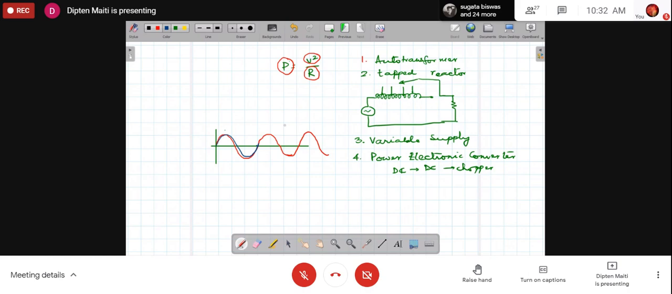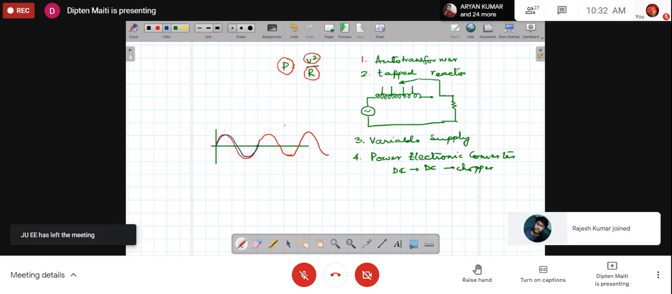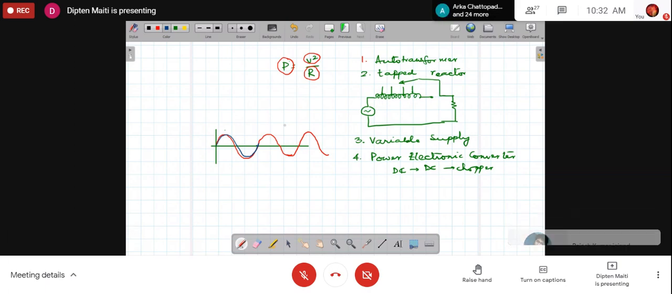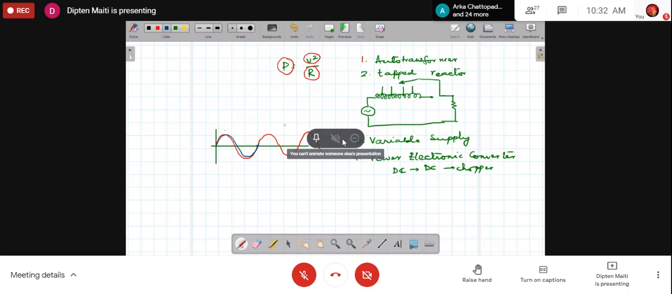So this way we can control the voltage or the power here. The current still remains sinusoidal. The only problem is that here the control would not be that precise.